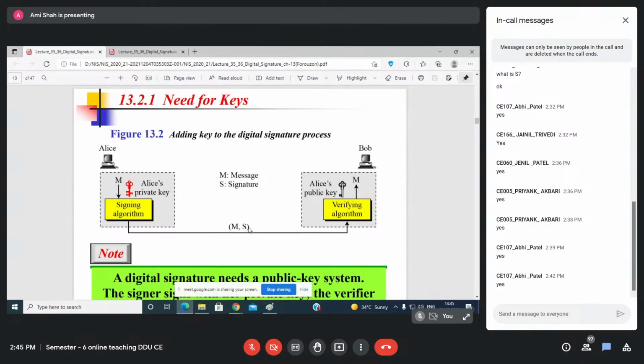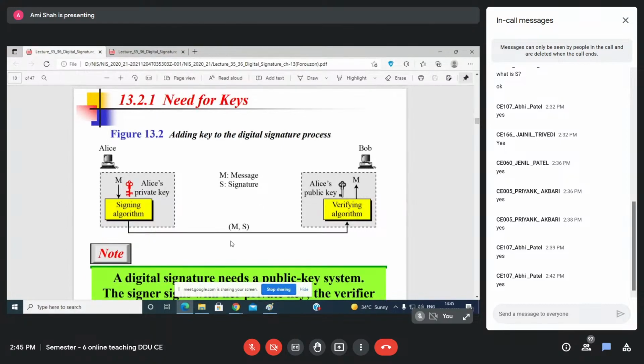The message, along with this signature, is sent to the receiver. On the receiver side, what happened? The receiver side, in our case, is Bob. So what will Bob do? Bob uses Alice's public key, and with the help of the public key, he applies the verifying algorithm, and then finally on this side, what does Bob get?